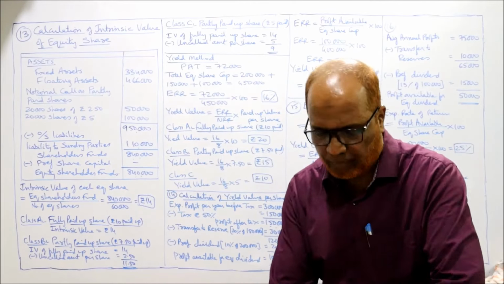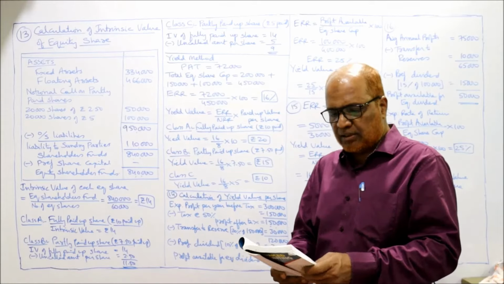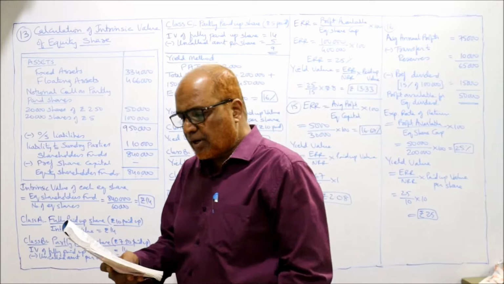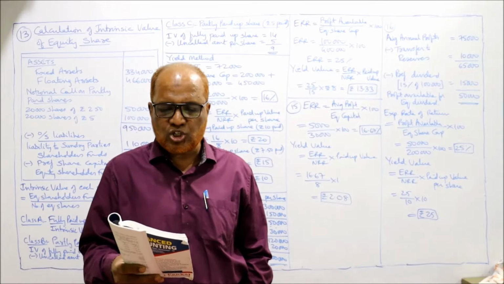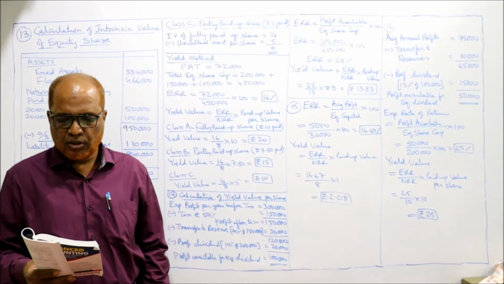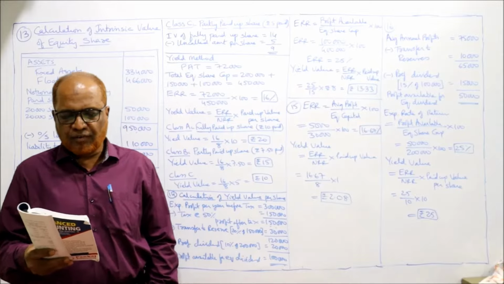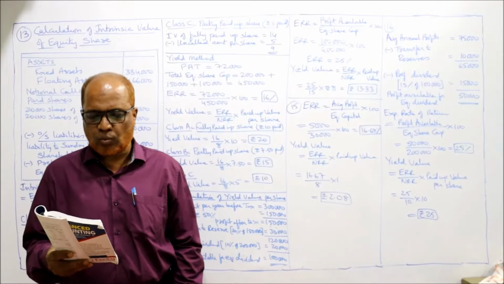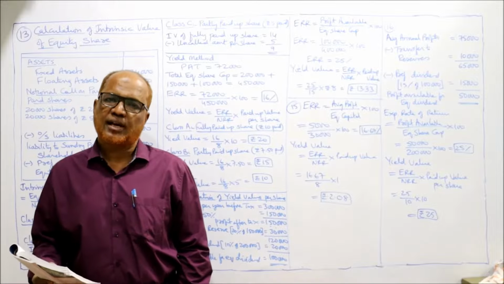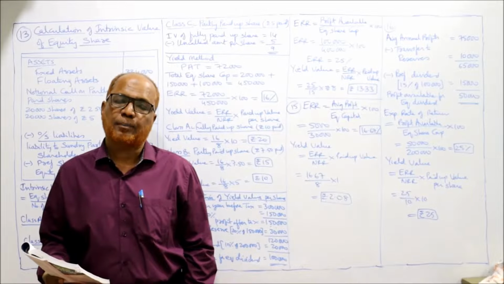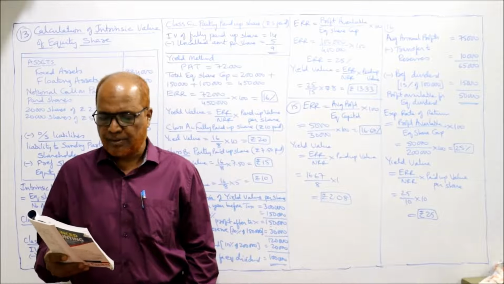Now 14th problem. See the 14th one, it's a small problem. From the following information, calculate the value of equity share. 2,000 10% preference shares of rupees 100 each, 2 lakh rupees preference share capital. 50,000 equity shares of 10 each, rupees 8 per share paid up, 4 lakh. 50,000 equity share, एक शेयर 10 रुपये का है लेकिन कंपनी ने called up किया है only 8 rupees.